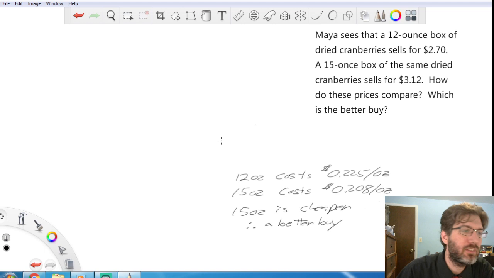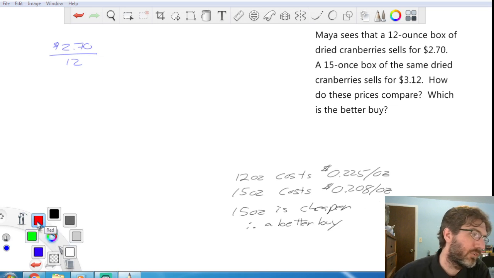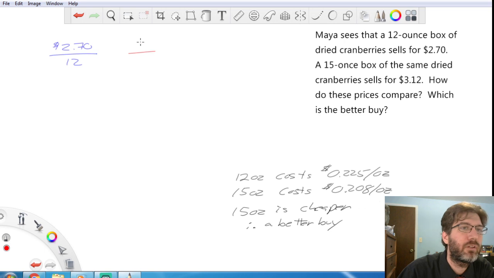So just leaving the answer there, we'll see how it compares if we use proportions. For proportions, you can just set up your first original ratio, which is just, hey, we got 2.70 for 12 ounces. We want to see how that compares to, actually it's not going to be equal, we're just going to assume it's equal like we did yesterday. How does that compare to 3.12 over 15? That's ounces, that's dollars, that's ounces. And we just want to see how they compare.